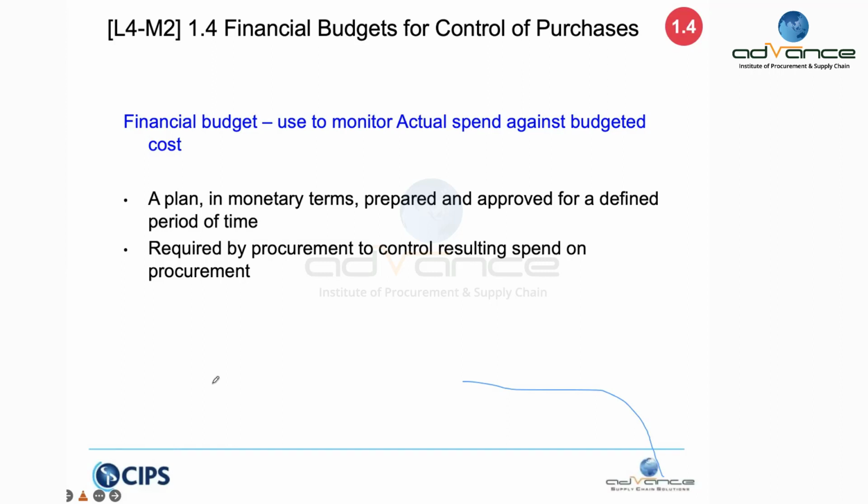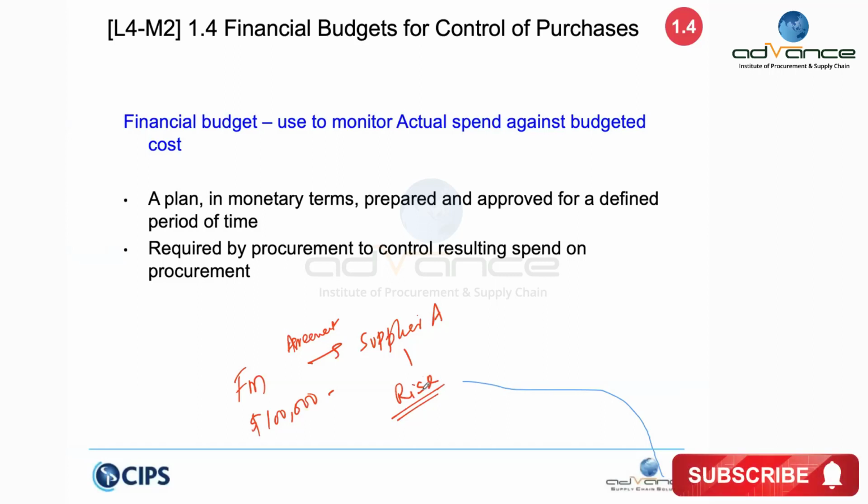Let's say you have a contract for any category. I'm just taking facilities management. It's $100,000. You award to supplier A. Now, two things are happening. You have an agreement. One, you are exposed to the risk of this supplier. What if the supplier does not perform? That's a risk, and you are accountable for that risk.